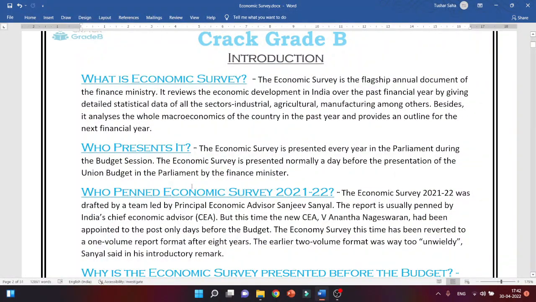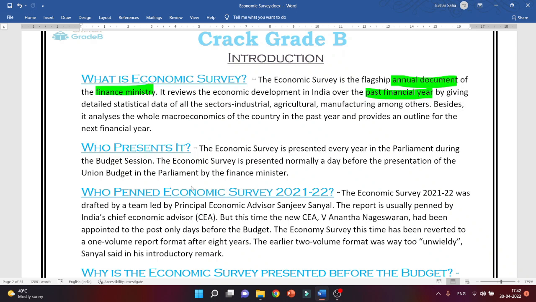What is the economic survey in the first place? This is a flagship annual document of the finance ministry, right? It reviews the economic development in India over the past financial year. So basically it is a kind of health report of the economy, where the chief economic advisor who gives out this report will bring out what has happened in the economy, with the suggestion of what the government should do. Now it is not mandatory for the government to accept all the proposals given in the economic survey, but yes, the government does consider them.